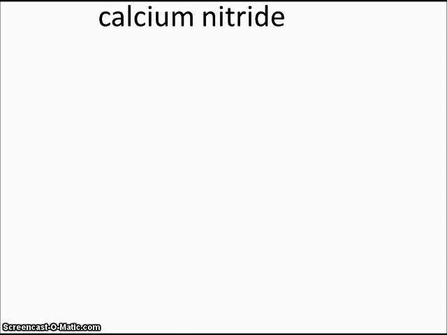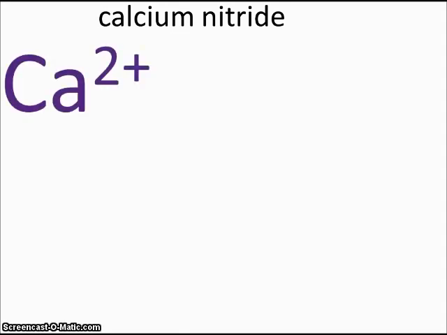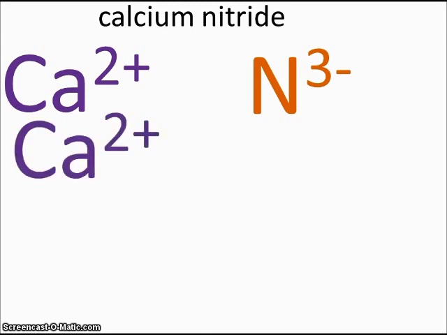Okay, let's see if you've got it. Calcium is Ca2+, nitride is N3-. Charges don't balance. We need more positives. So if we put another calcium, we've got 4 positives and 3 negatives.